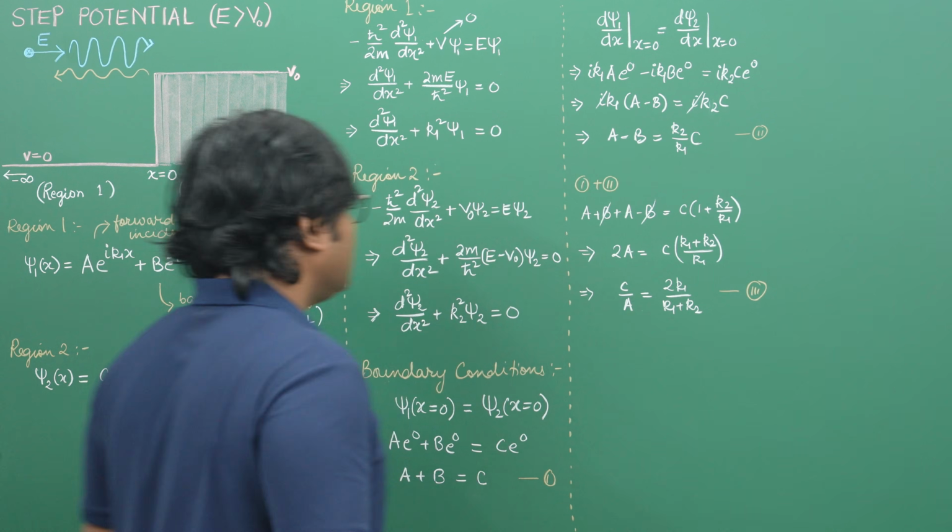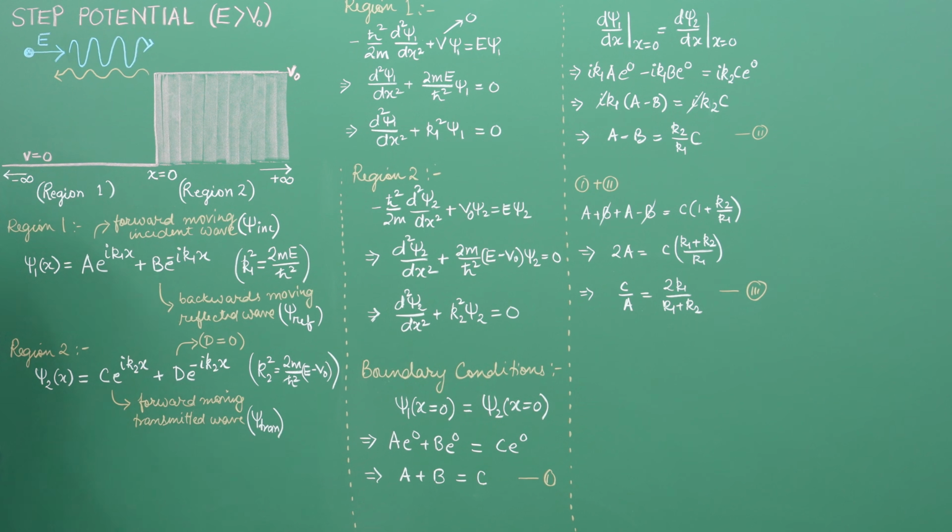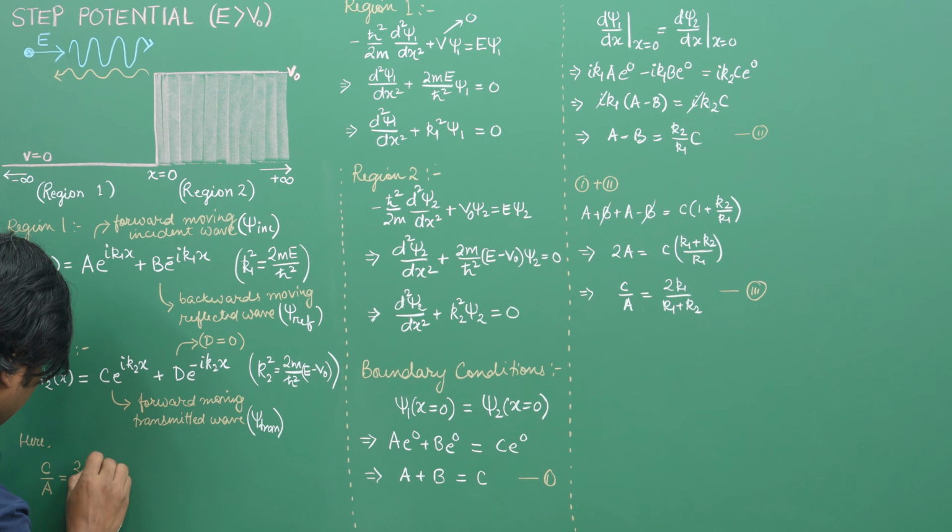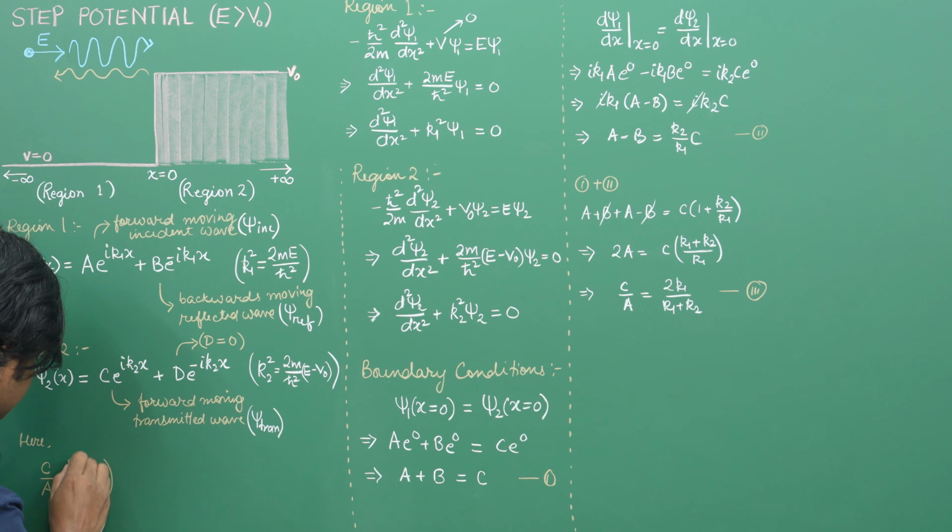This is going to be important for us later on. So I'm going to write it in the left hand side just to keep it for our calculations later on. We have obtained that c upon a is equal to 2k1 upon k1 plus k2. This is what we have obtained, one of the expressions.